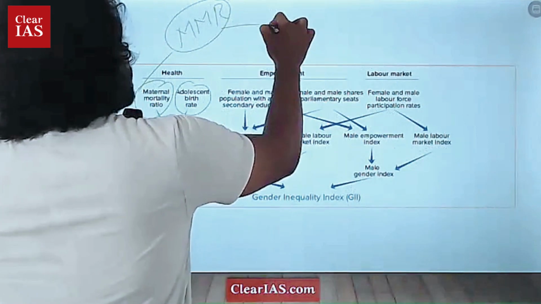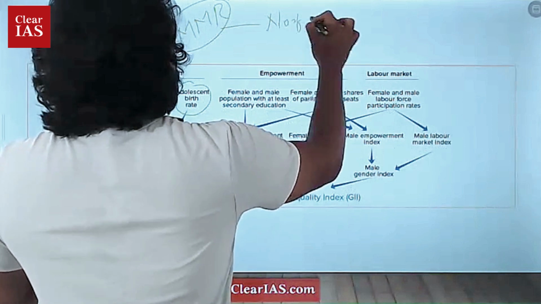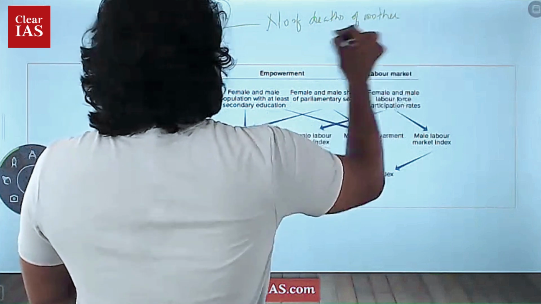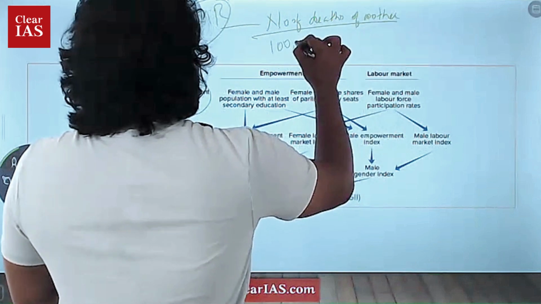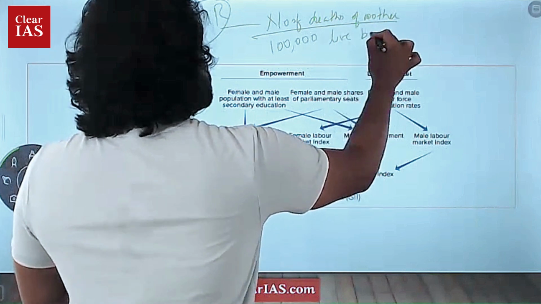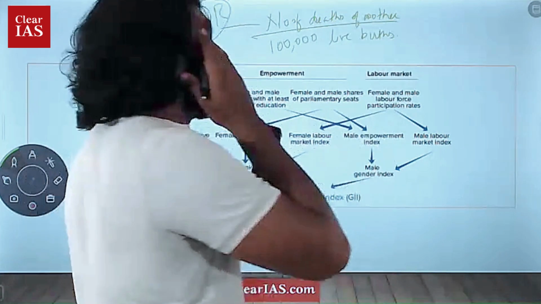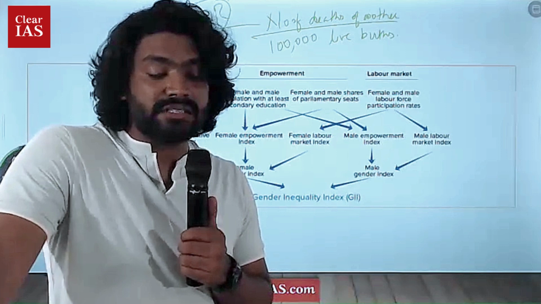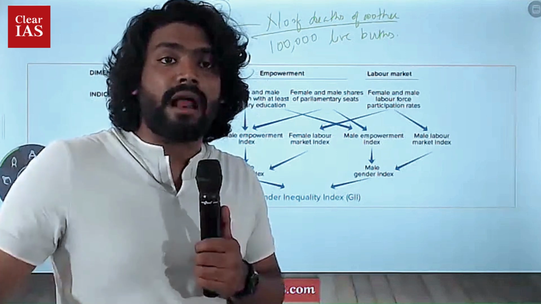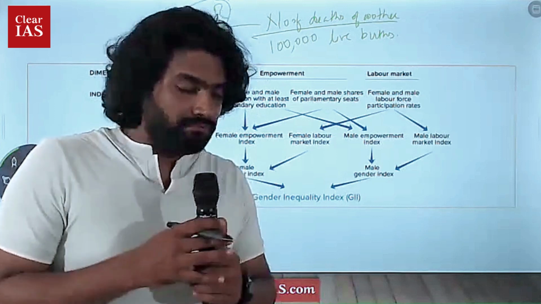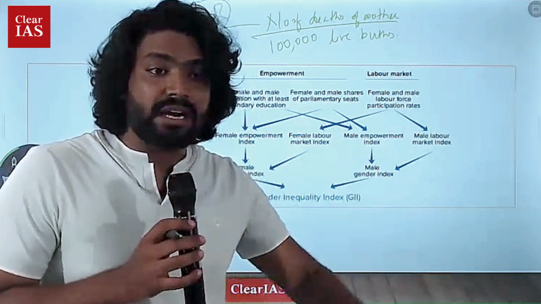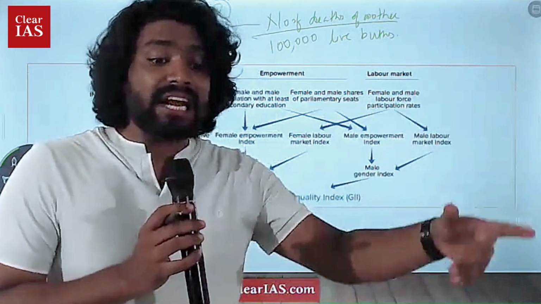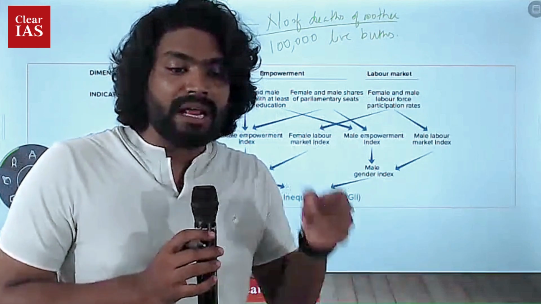So MMR means the number of deaths of mothers per 100,000 live births. How many women are actually dying as mothers per 1 lakh births? Per 1 lakh births, how many women are dying in delivery? When they are giving birth, how many mothers are dying? This is MMR, and it is an indicator of reproductive health.